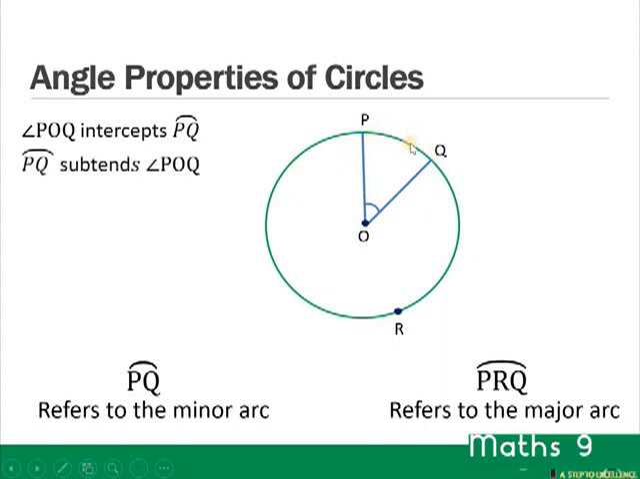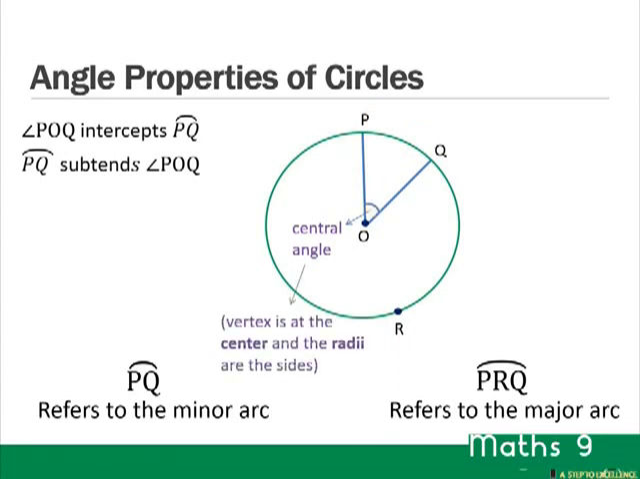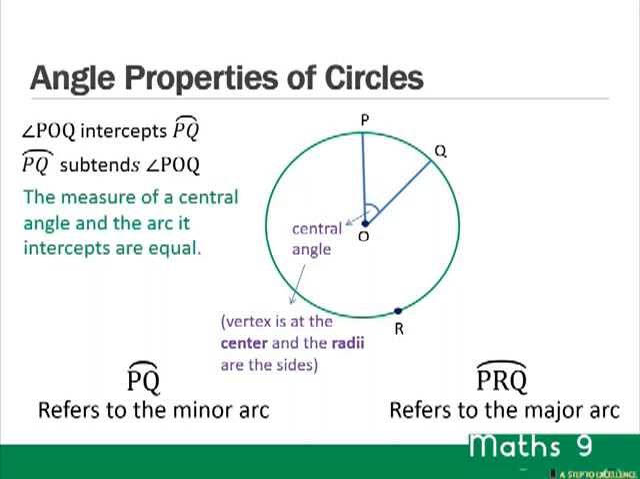And we can also say that the arc PQ subtends the angle POQ. This is called the central angle. The vertex is at the centre and the radii are the sides. The measure of a central angle and the arc it intercepts are equal. So the measure of angle POQ here is equal to the measure of the arc PQ here.